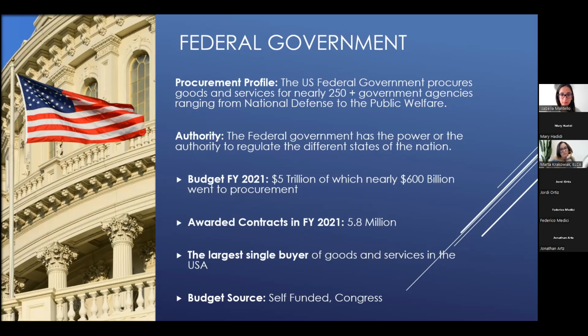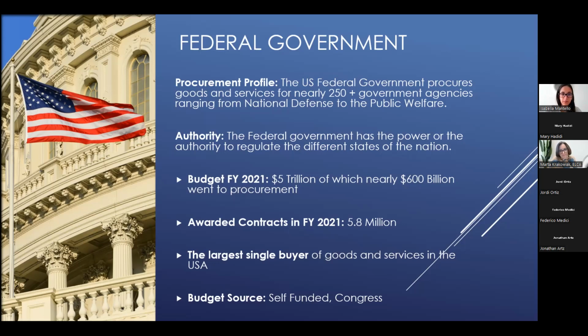What is their budget? So they've got about $5 trillion annually is what the US spends, but in procurement alone, so what we're interested in here, it's about 600 billion. That is still a lot of money. Number of contracts awarded. So this is a key one here. So the pie is very large. It's about 5.8 million individual contracts that were awarded by the US federal government in fiscal year last year. They are the single largest buyer of goods and services here in the US.